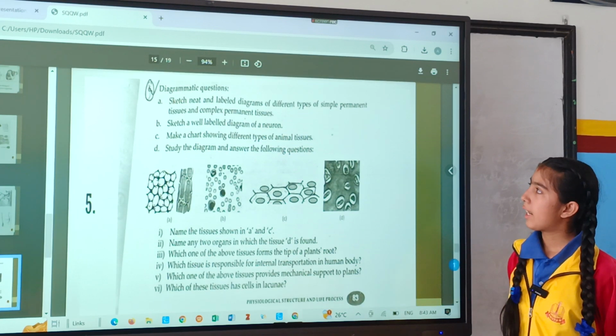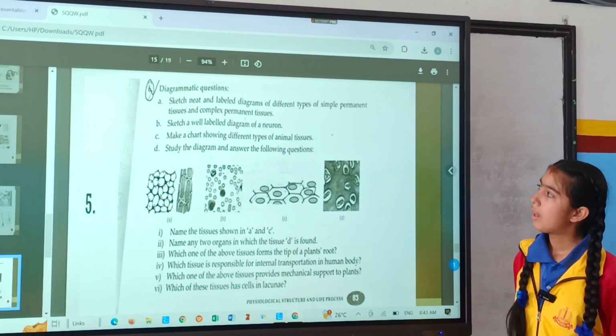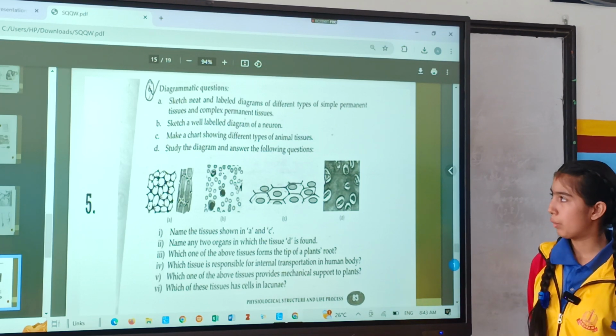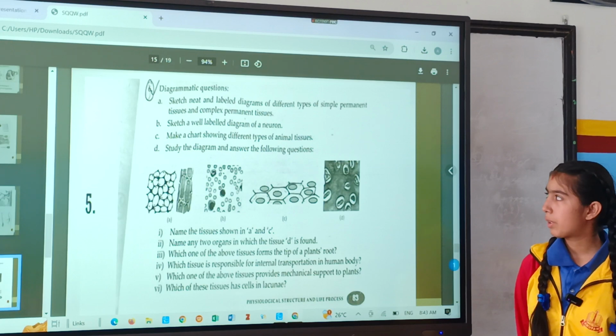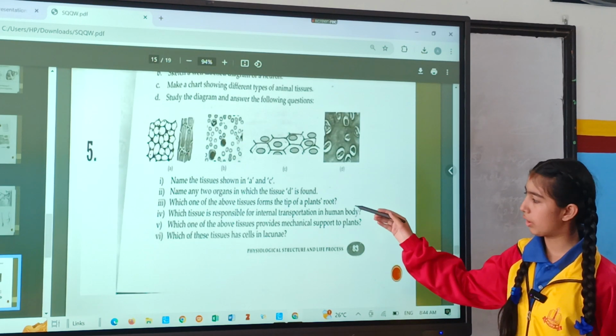Sketch and neatly label diagrams of different types of simple permanent tissue and complex permanent tissues. Sketch a well-labeled diagram of a neuron. Make a chart showing different types of animal tissues. Study the given diagram and answer the following questions. And here are the questions.